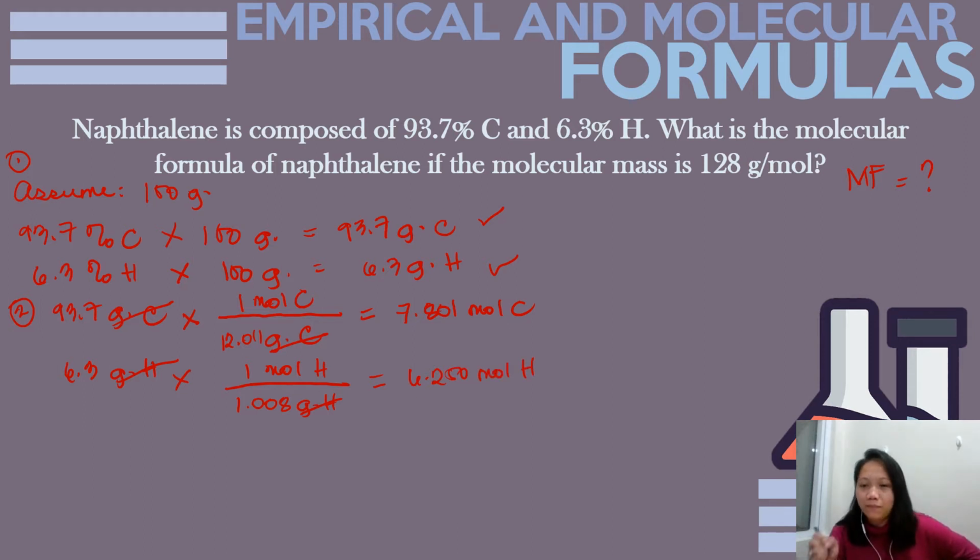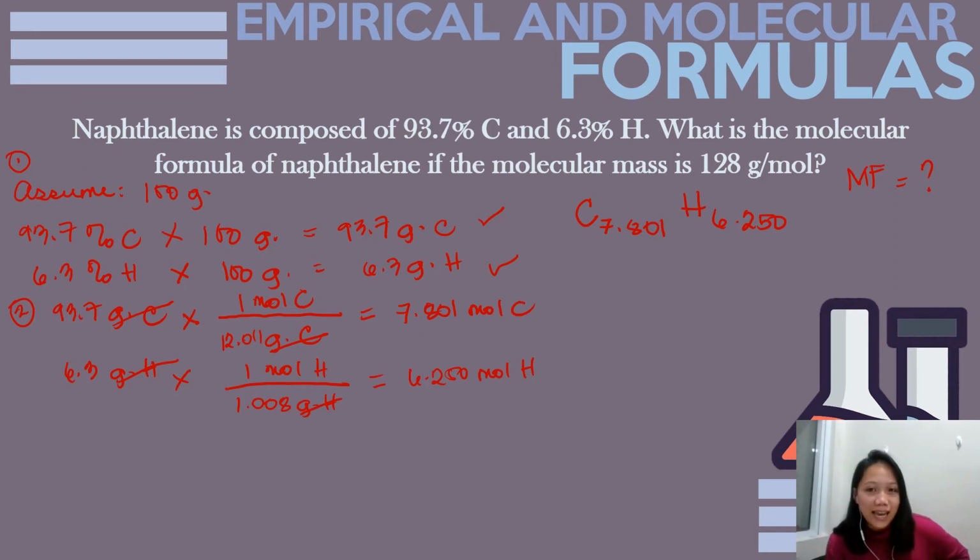Why is this important? Because we are now going to use that as our subscript in every element. Ano ibig sabihin ng miss na subscript? Ibig sabihin siya yung ilalagay natin sa baba ng every element. So, take a look here. In carbon, you have 7.801 moles. Then, for hydrogen, you have 6.250 moles. Following the law of definite proportion and law of multiple proportion, hindi po pwedeng 7.8 ang atoms natin.